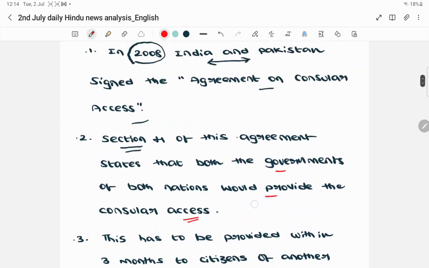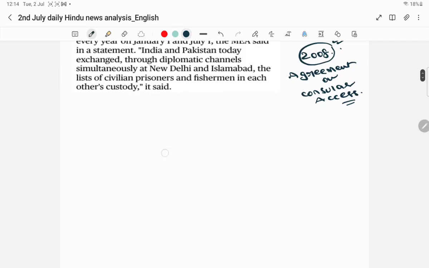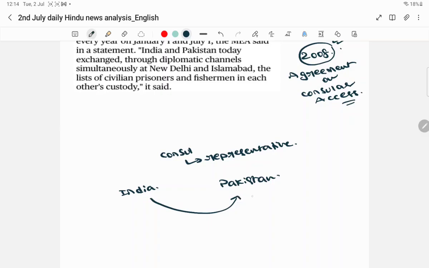Friends, a consul is basically a representative. Representative of whom? Representative of one country. For example, if you consider these two countries, India and Pakistan. In Pakistan, we have an Indian consular wing. So there our representative will be sitting. That means a consular wing will be there in Pakistan. Okay, this is the Indian consular wing.